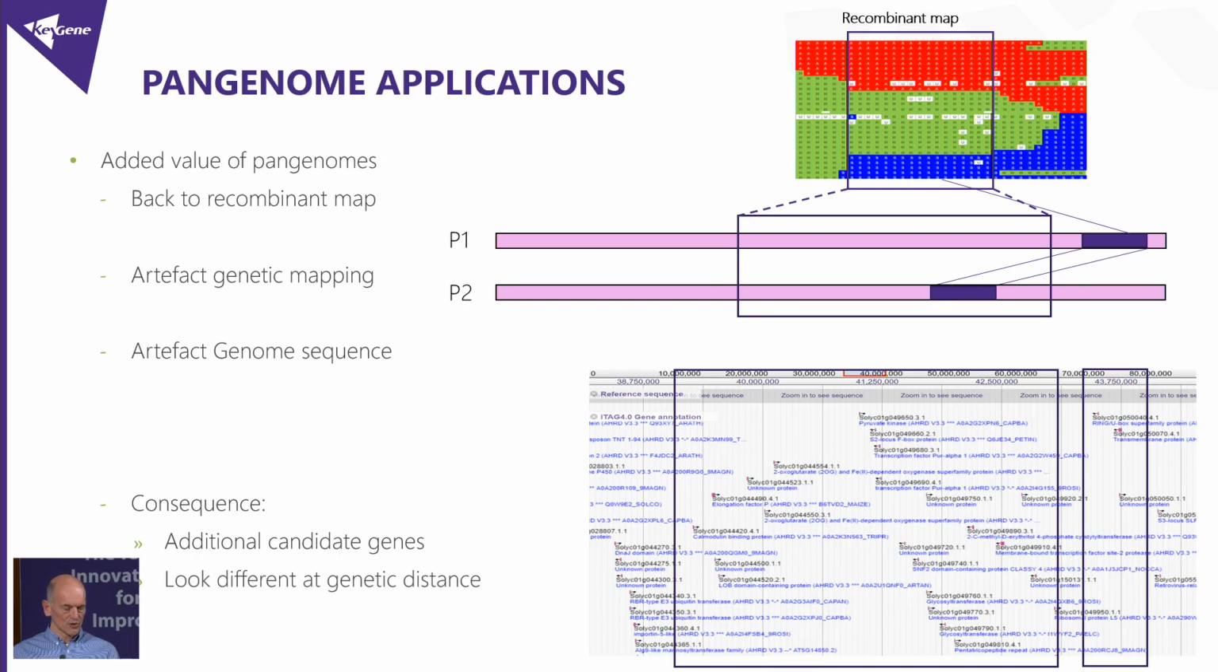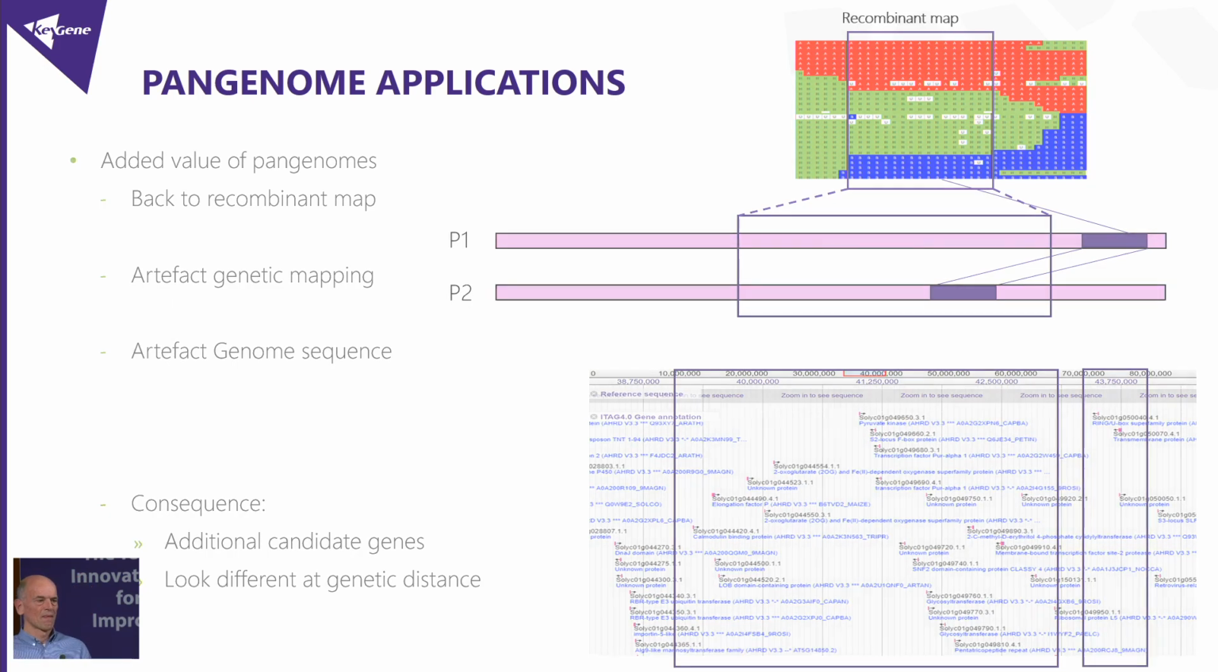Also, it allows you to look differently at the genetic distances, because it might very well be that the block in parent 2, the dark blue block, doesn't have a counterpart in P1, and therefore there is no recombination. Therefore, it actually fits exactly within the recombination bin, and the reference position is false, I would say.